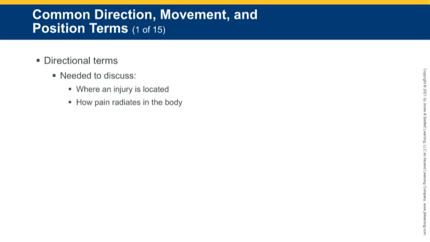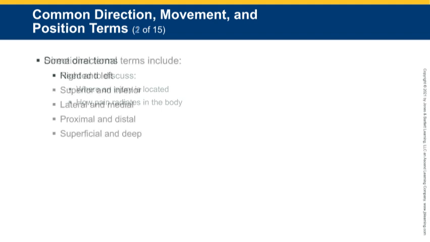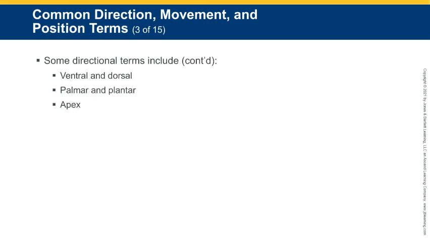Directional terms are essential for describing injury locations and pain patterns within the body. Examples of directional terms include right and left, superior and inferior, lateral and medial, proximal and distal, and superficial and deep. Additional terms include ventral and dorsal, which describe the front and back of the body, as well as palmar and plantar, which refer to the hands and feet.